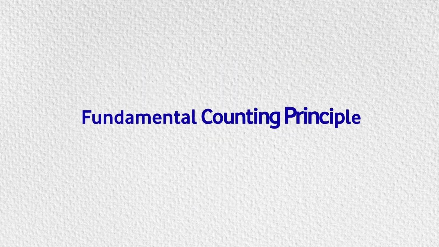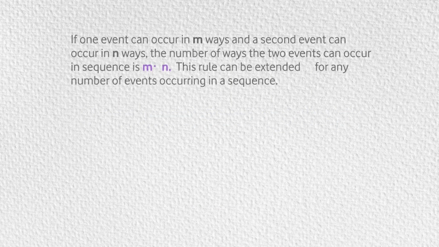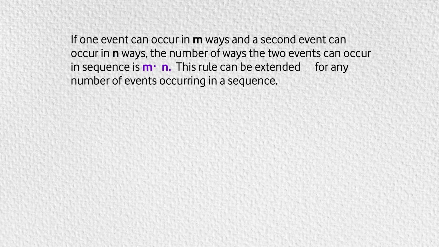Now there are fundamentals of counting principles. If one event can occur in m ways and a second event can occur in n ways, the number of ways the two events can occur in sequence is m multiplied by n, and this rule can be extended for any number of events occurring in a sequence.